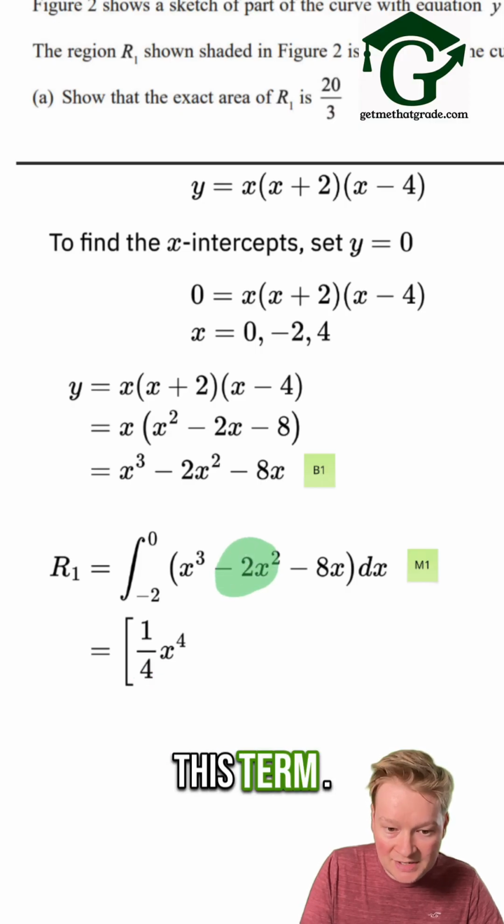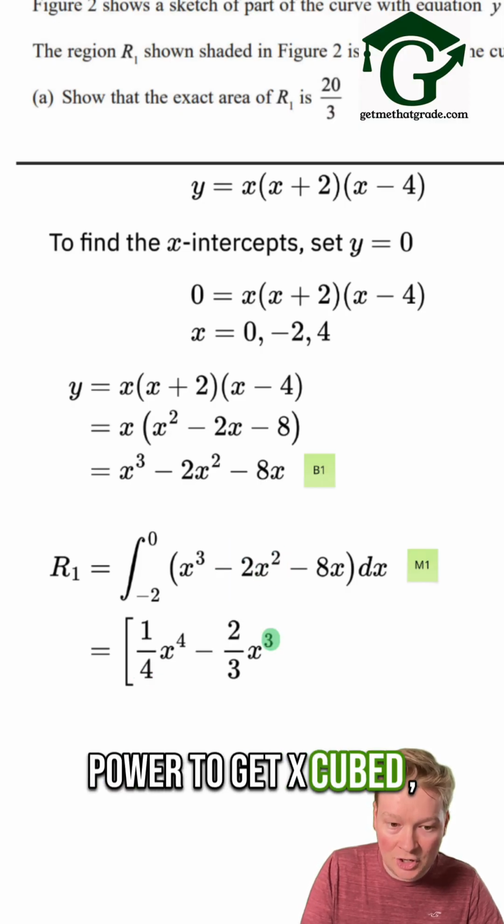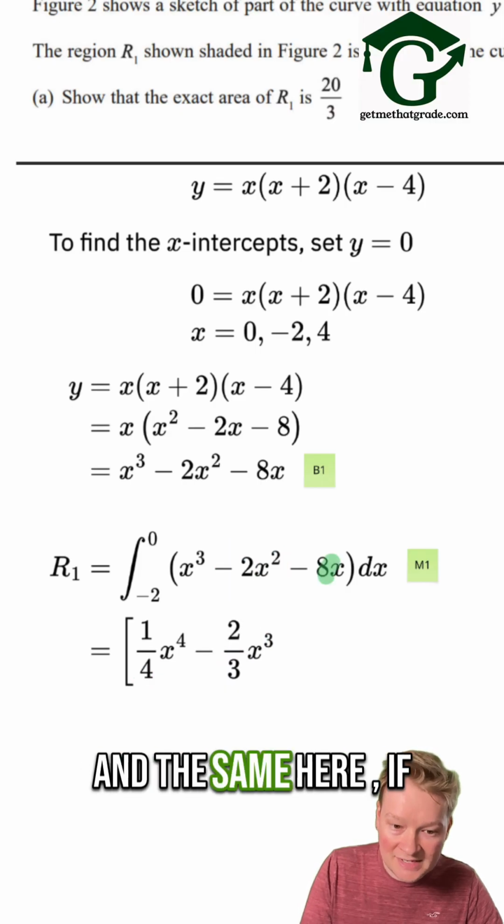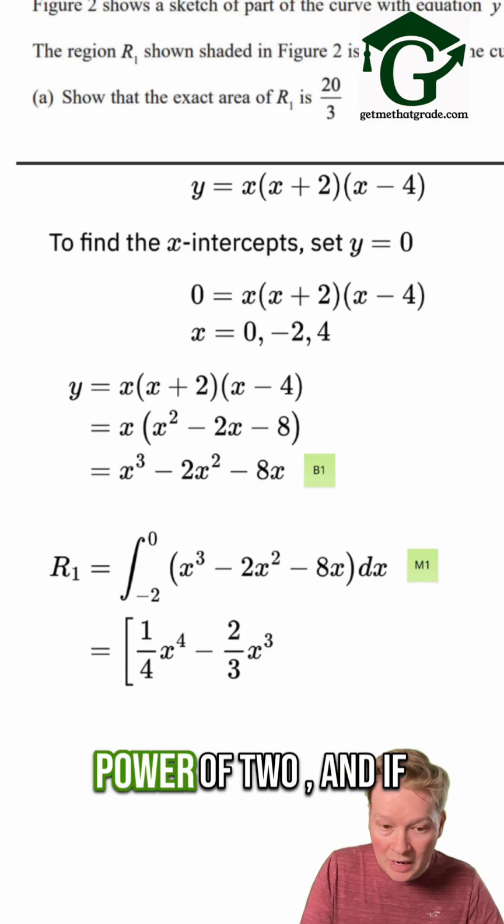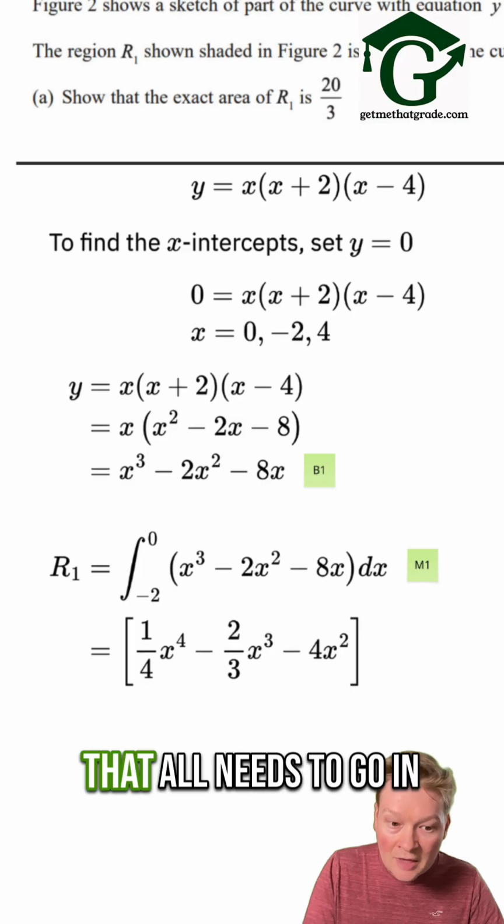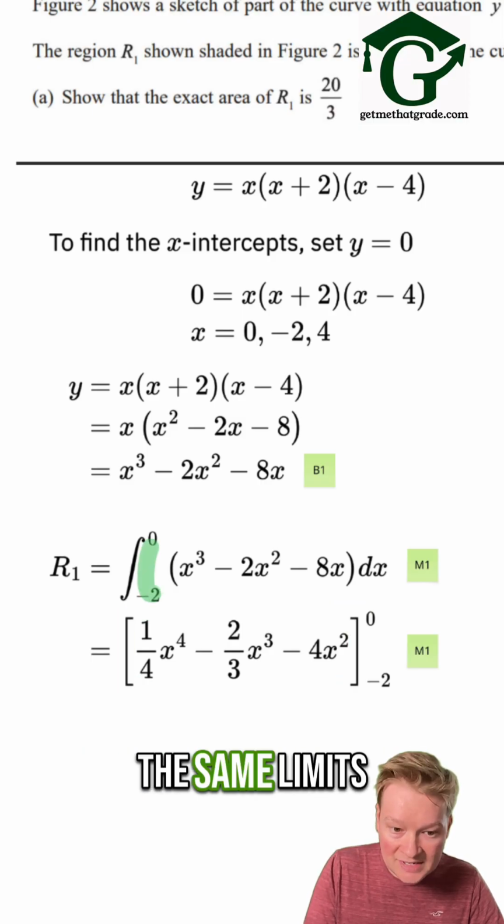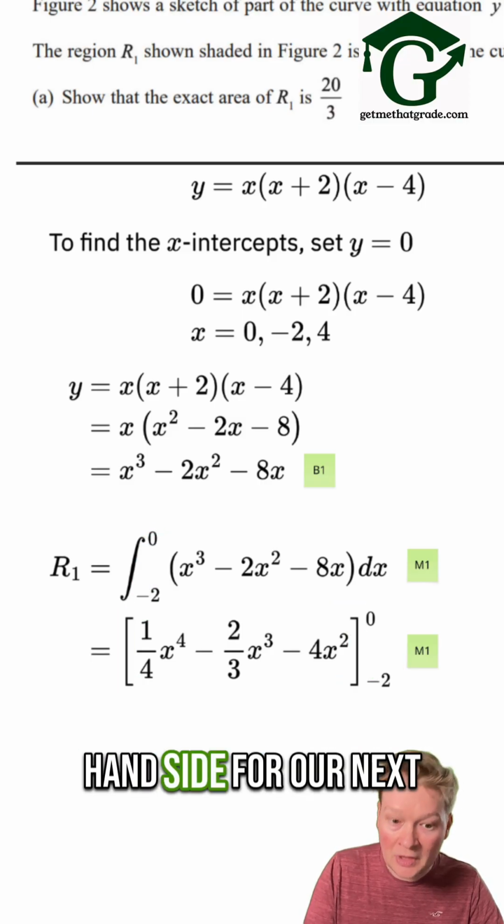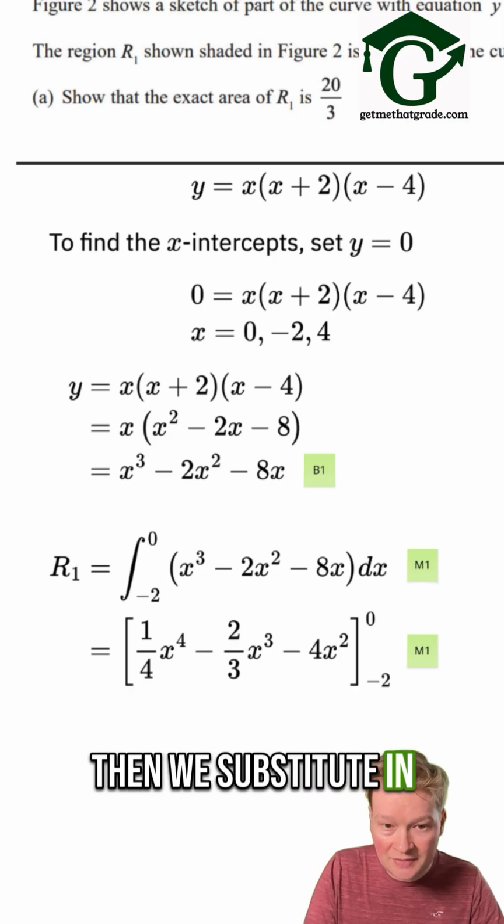We do the same with this term. We add 1 to the power to get x cubed and divide by that new power. And the same here. If we add 1 to the power, we get a new power of 2, and if you divide minus 8 by the new power of 2, you get minus 4. That all needs to go in square brackets with the same limits written on the right-hand side for our next mark. Then we substitute in the limits.